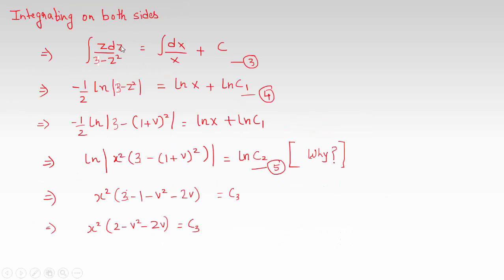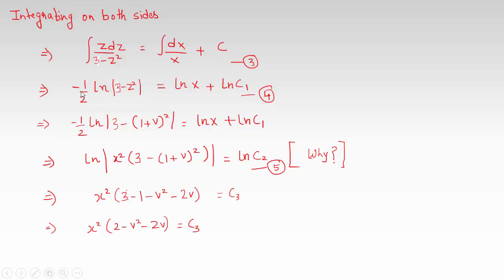So the next step is integrating on both sides. We'll get: integral of z dz upon 3 minus z square is equal to integral of dx by x plus c. Now we have to completely focus on the arbitrary constants we are using, because we are using different constants in every equation. Interestingly, we have given different notations to the constants in every equation. So we'll discuss later what is the relevance of giving different notations after every single operation in the given equations. So let's do the integration. We get the integral of z dz upon 3 minus z square is equal to the integral of dx by x plus c.